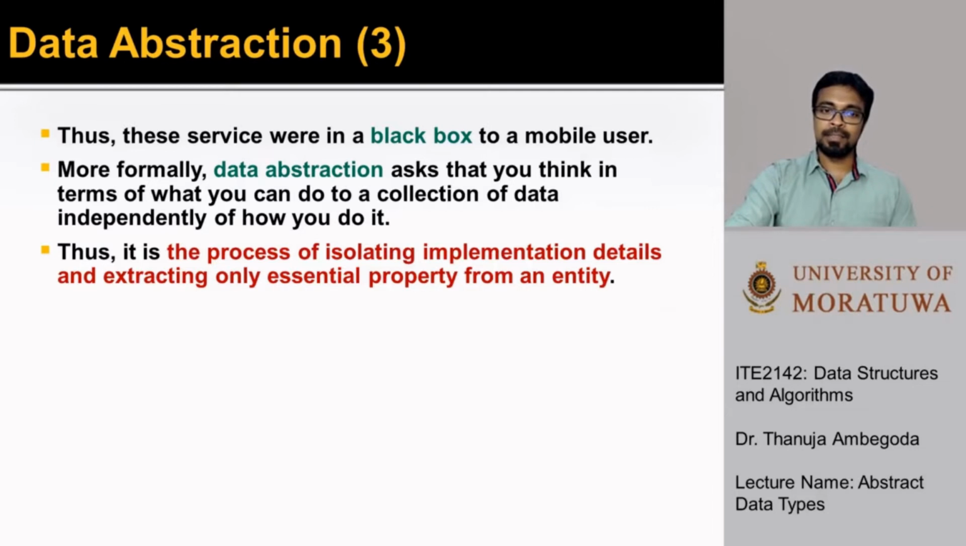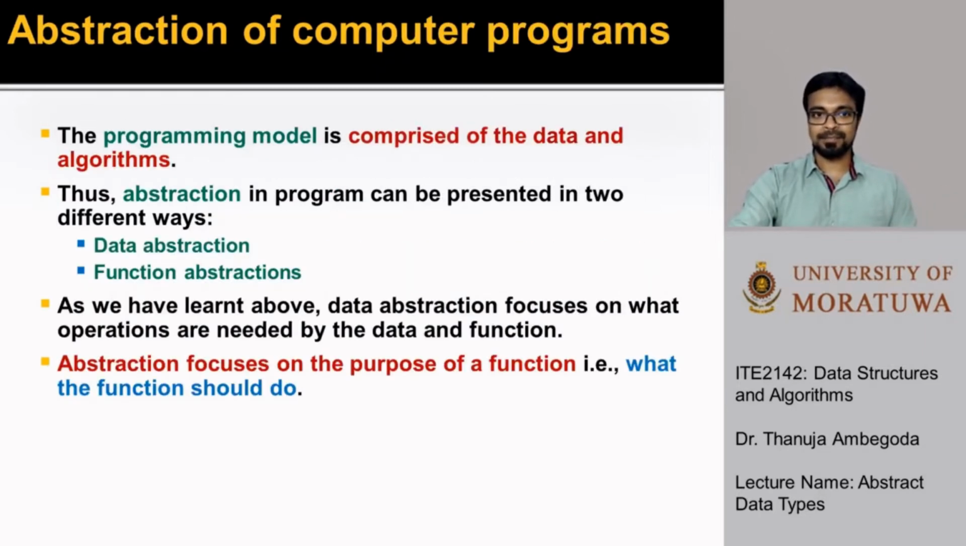So the process of isolating the implementation details and extracting only the essential property from an entity is referred to as abstraction. Right? So data abstraction asks that you think in terms of what you can do to a collection of data. You don't have to worry about how to do these operations as yet. At the time of writing a program, you only work with the interface of these data types. So that's data abstraction.